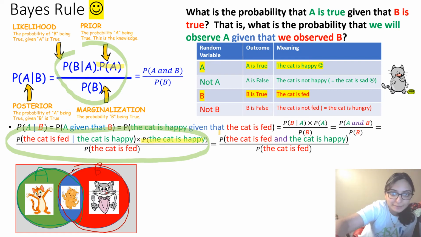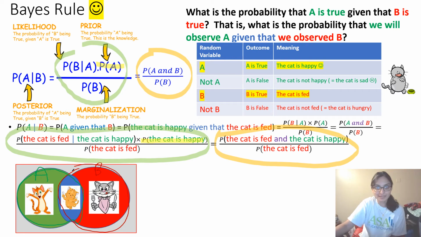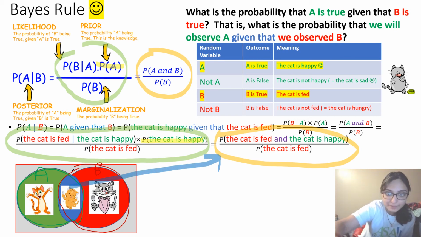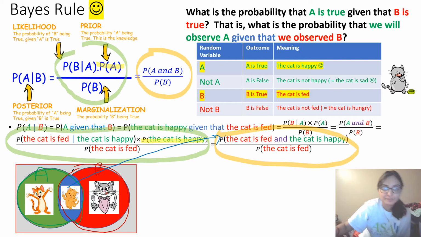And then this part here sort of corresponds to this part here. Or I could also look equivalently at the probability that the cat is fed and the cat is happy, which is what this blue part here is. Oh, sorry, this blue part maps to the numerator: the probability the cat is fed and the cat is happy, divided by the probability that the cat is fed. The denominator is the same here. It's just that this expression is actually the same as this expression.